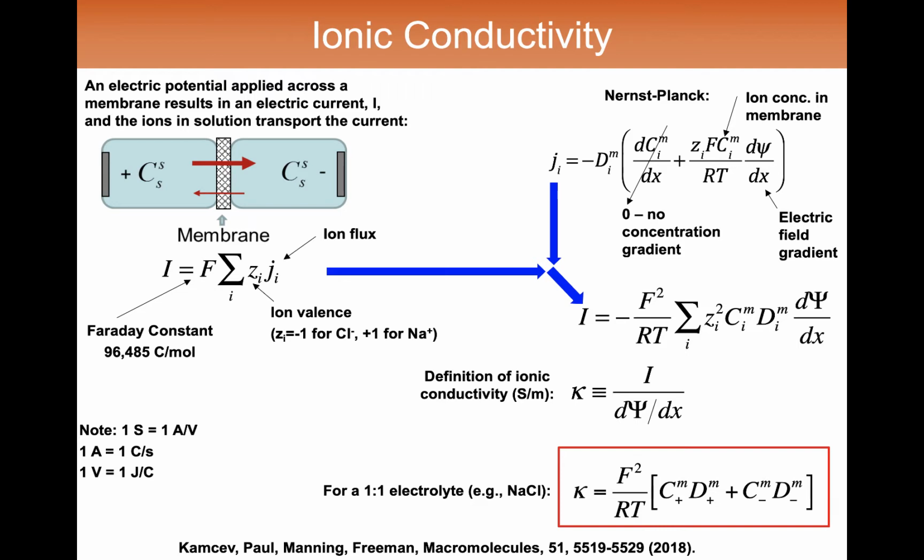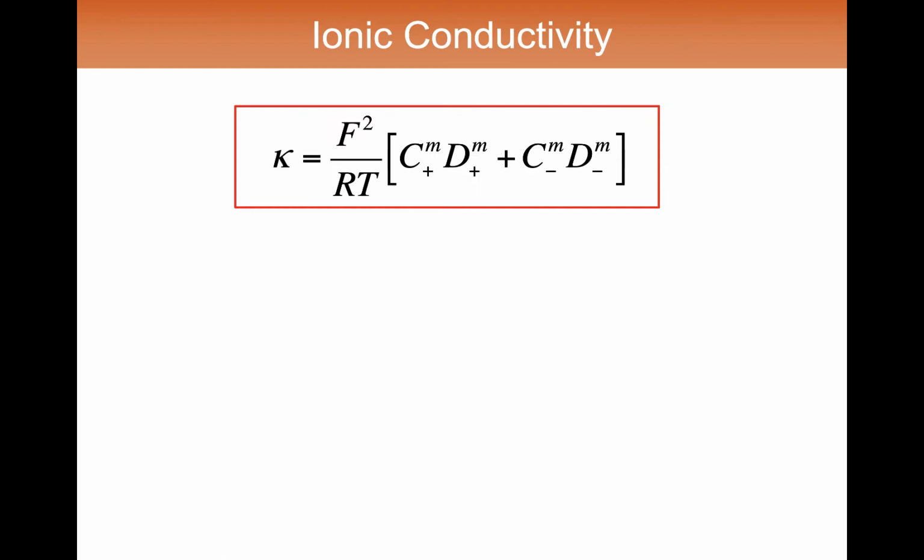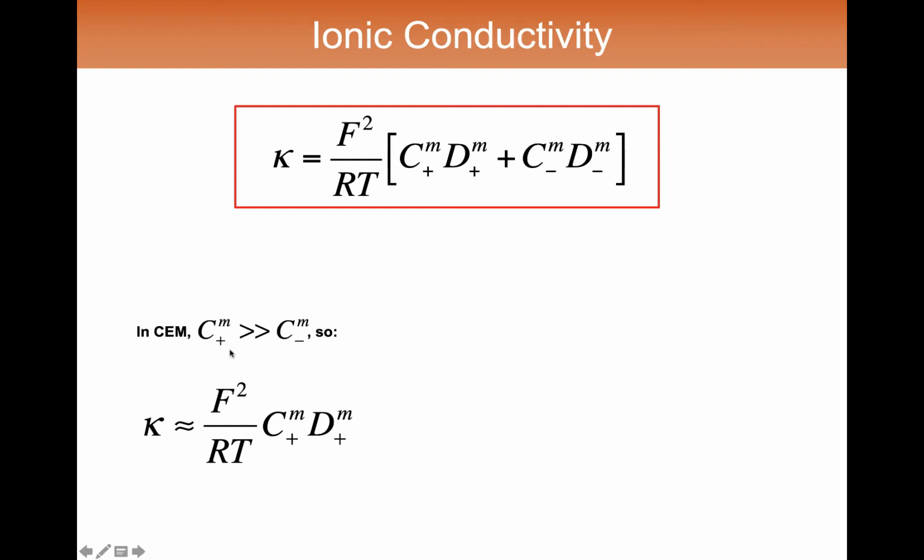So that's the opposite from the permeability expression. And so this is our final expression for ionic conductivity. And in the cation exchange membrane, where we have a great deal more cations relative to anions, you can see that this expression would simplify when C plus M is much greater than C minus M. We get the expression shown at the bottom of the page. That is, most of the charge is carried by the cations.